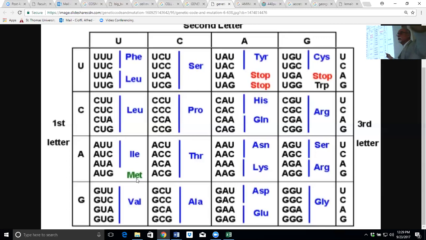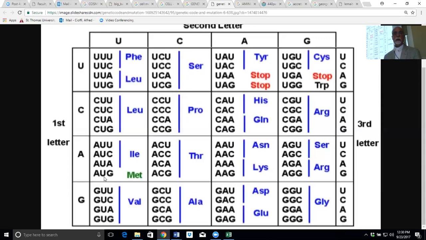Because it's a whole string. You don't know when it starts and when it ends, except if you know the starting one, then everything else after that follows in groups of 3s, sets of 3s. And so methionine is the one that starts the code. It's called the starting codon, okay? Which is AUG on the RNA, which would be on the DNA. What would be the code for AUG?